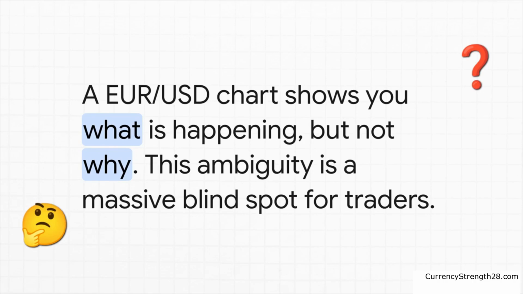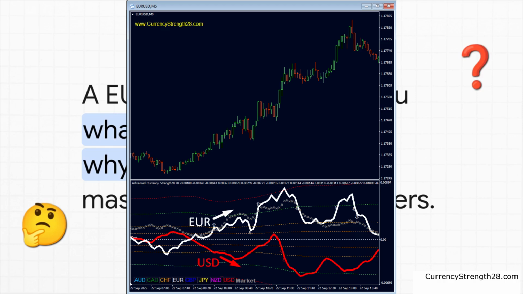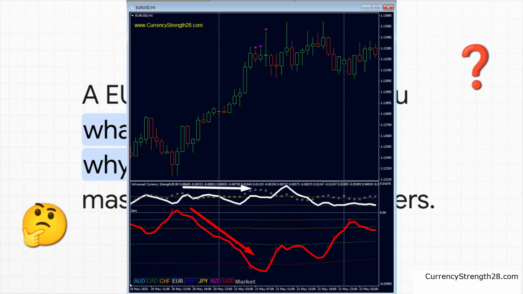And you know, this gets to the real heart of the problem. A EUR/USD chart might be trending up, but that only tells you what's happening. It doesn't tell you why. Is the euro surging while the dollar is just sitting there flat? Or maybe the dollar is plummeting while the euro is just holding steady? If you don't know the answer, you are trading with a massive blind spot.